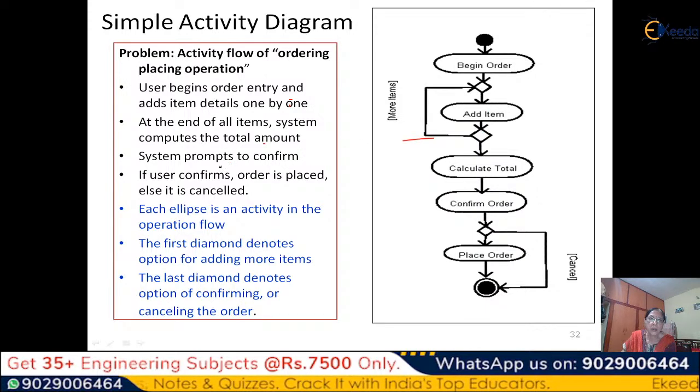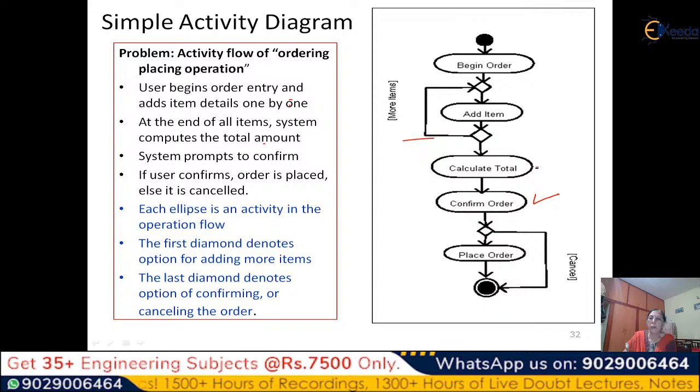Then the system prompts to confirm. It will calculate the total. At the end of all items, the system will compute the total, and then it will display it and ask the person whether you want to confirm. Think that you are buying your goods from Amazon or Flipkart. So you are adding items by item to your order, and then finally you will be asked for the payment.